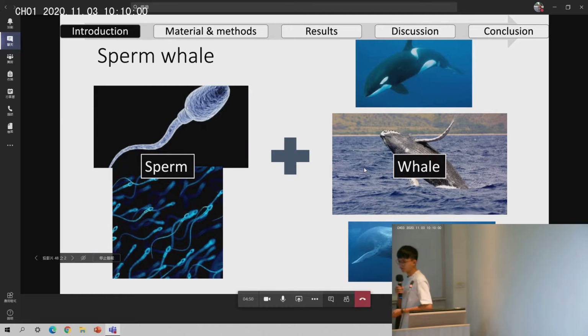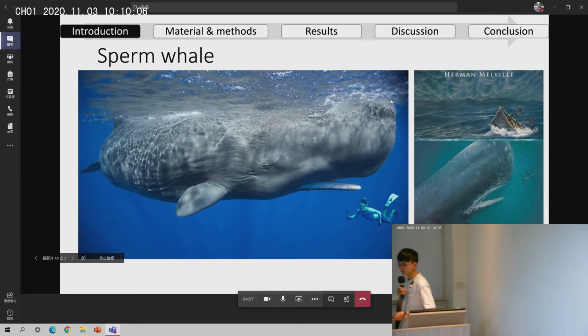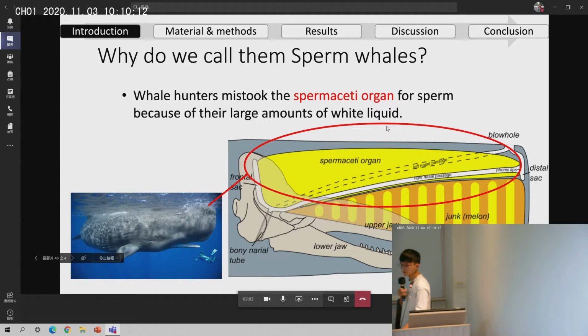We know the sperm whale is a toothed whale, but the sperm whale doesn't look like sperm. Instead, it has a very big forehead. So why do we call them sperm whales? Whale hunters mistook the spermaceti organ for sperm because it holds a lot of white liquid.